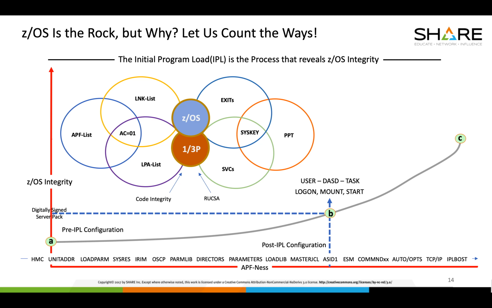So we were sitting at an HMC, the hardware management console. We got a unit address, we got a load parm, we got a sysres volume. We loaded the IRIMs, the IPL resource initialization modules, the OSCP parm lib. We turned the parm lib into directors and parameters. We put in all of our load libs. We read the master JCL. ASID1 is up and functional.